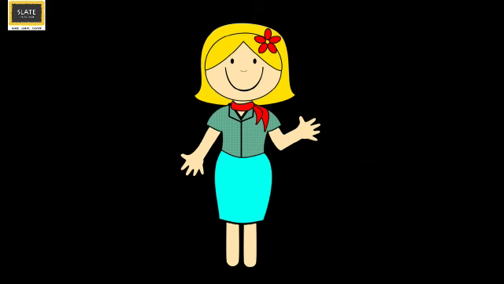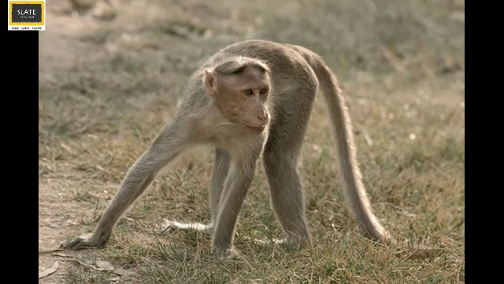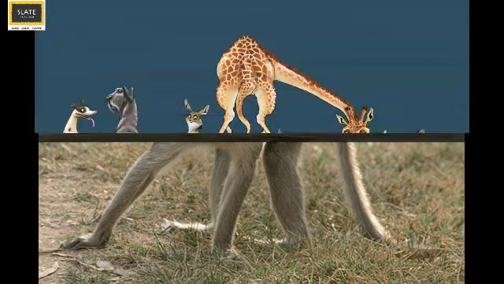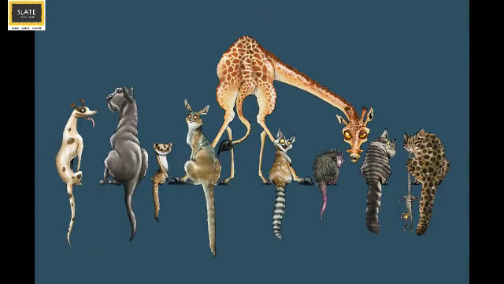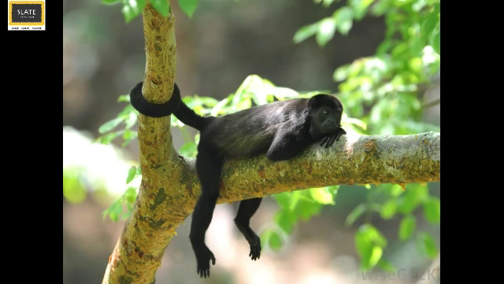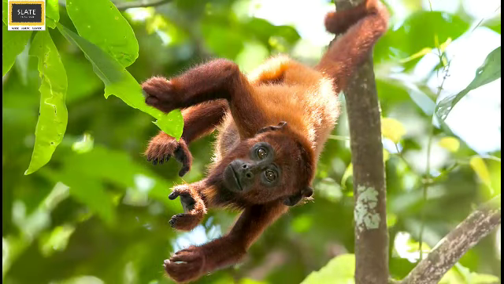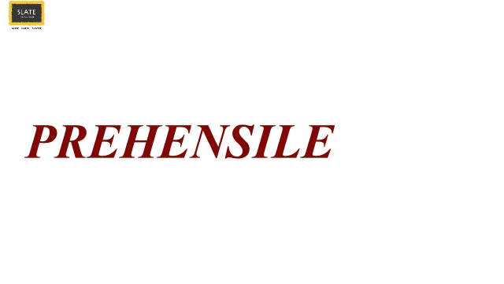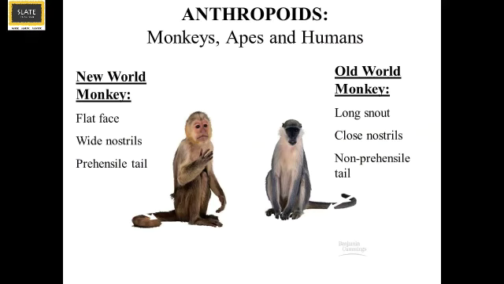Now we all know that most of the animals have a tail. They use this tail in many ways. Tails are used for grabbing, holding, balancing, and for protecting. Animals like monkeys use their tails to grab onto the branches of tree. These tails are called prehensile tails, while other animals have non-prehensile tails.